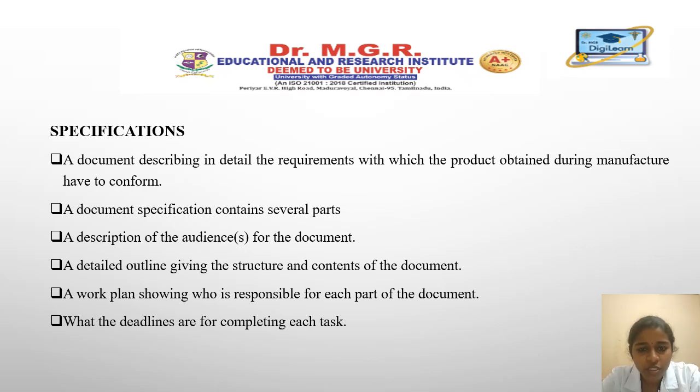So, a specification is a document that defines the quality requirement and acceptance criteria for a product. A certificate of analysis, or COA, is a document containing the actual test result of a specific batch, which confirms whether it meets the required specification or not.